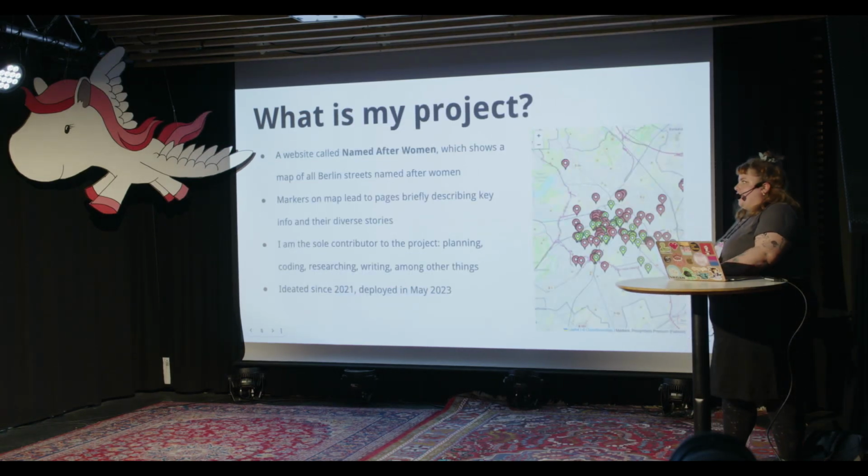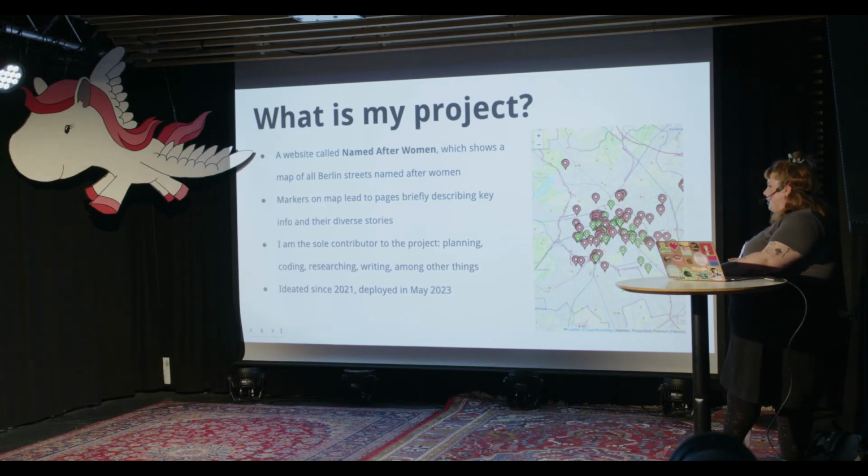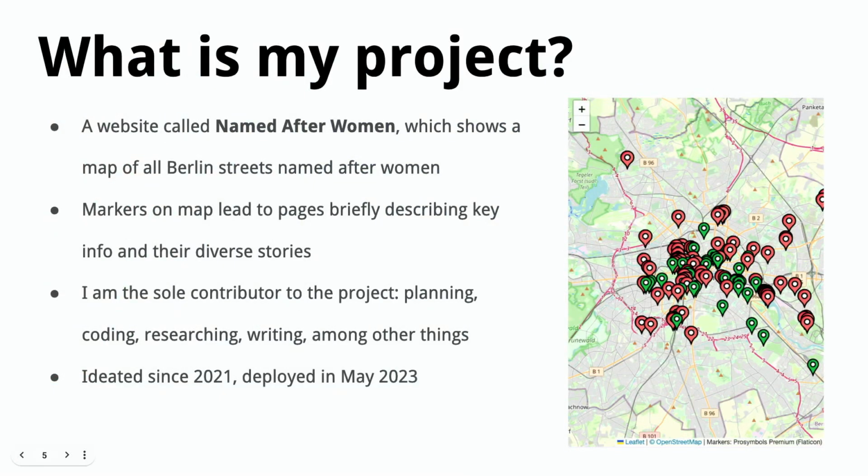So now for my project. It is a website called Named After Women, and as you might guess, it shows a map of all the streets in Berlin that are named after women. So it has this interactive map, and if you click a marker on the map, it opens a popover, which then leads to a page dedicated to that street or the person it's named after, and describes the key info and their story.